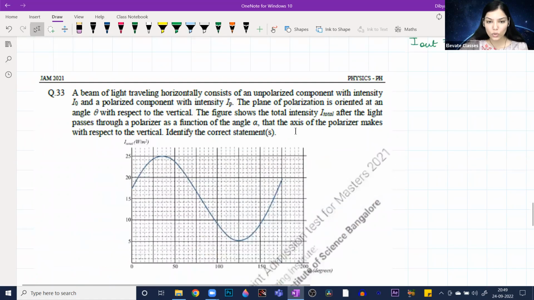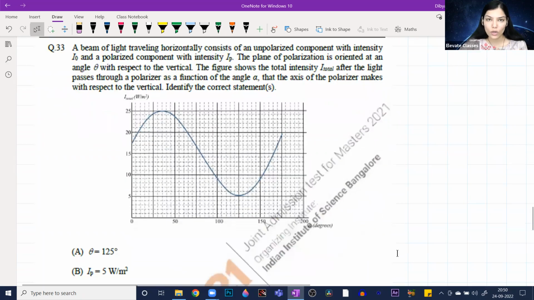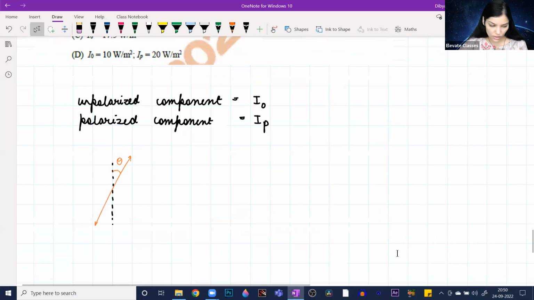So now the question says that the figure shows the total intensity I total after the light passes through a polarizer. So ये जो complete light है जिसका कुछ component I0 है और कुछ component IP है, this whole light passes through a polarizer and we are rotating the pass axis of the polarizer and जो भी intensity मिल रहा है that we are plotting. ठीक है, that is what the question is saying.